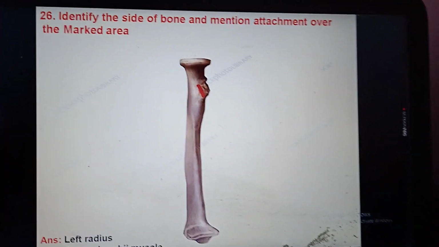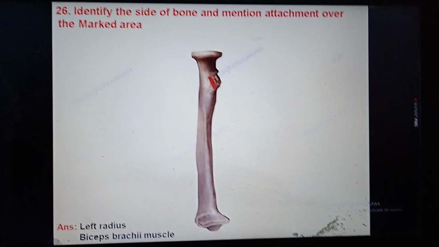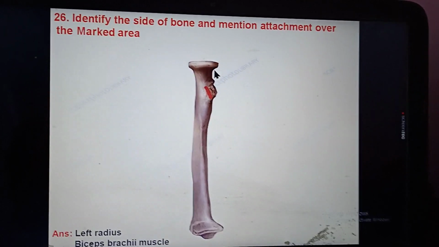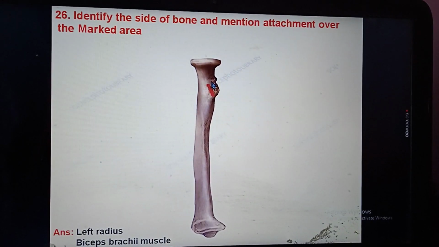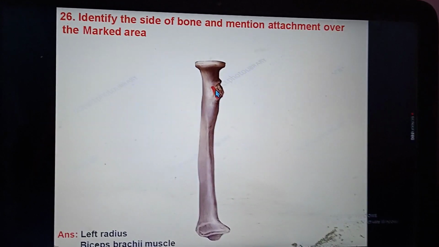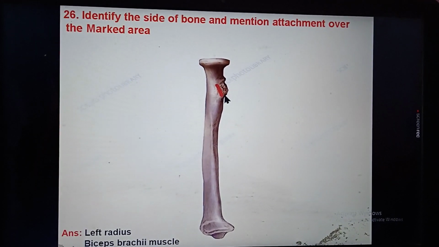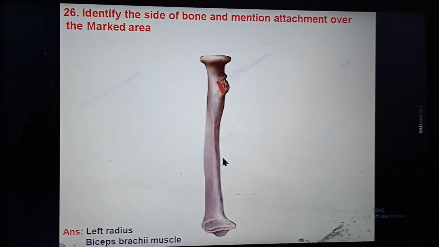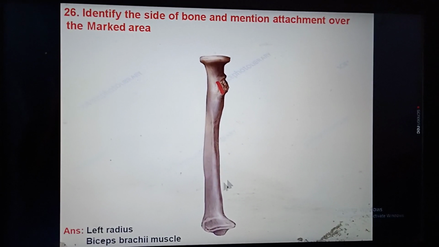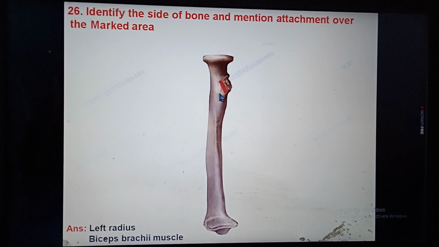Identify the side of the bone and mention the attachment over the marked area. This is the left radius because superiorly there is a disc-shaped structure, and this is the lateral bone of the forearm. The radial tuberosity should face medially and the styloid process should face laterally. So this is of the left side, and on the posterior aspect of the radial tuberosity there is attachment of the biceps brachii muscle.